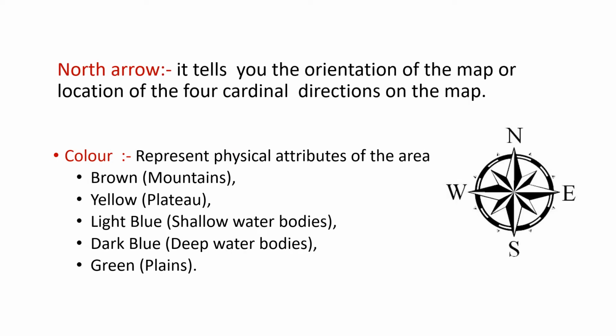North arrow, just as I said about the north arrow. It tells you the orientation of the map or the location of the four cardinal directions on the map. Color. Color represents the physical attributes of the area. Brown is used for mountains, yellow for plateaus, light blue for water bodies, dark blue for deep water bodies, green for plains, like that.